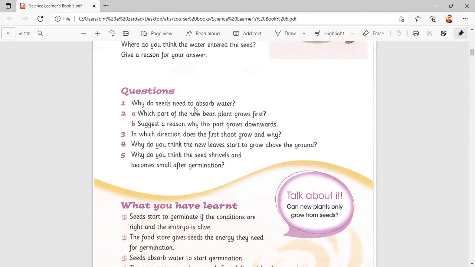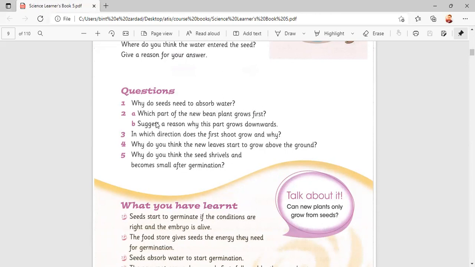Why do seeds need to absorb water? Seeds need to absorb water to start the germination process. So water is the main requirement, one of the factors for seed germination.